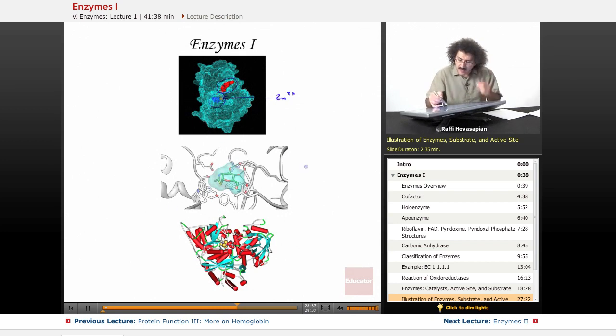Here, the second image shows a close-up of a substrate, which is this thing right here, and some of its interactions with the amino acid residues that make up the active site. So here you can see that here's oxygen on here. I don't know which molecule this is, but it looks like it's interacting a little bit with this thing right here. Looks like maybe a carboxyl group, maybe a glutamate, something like that.